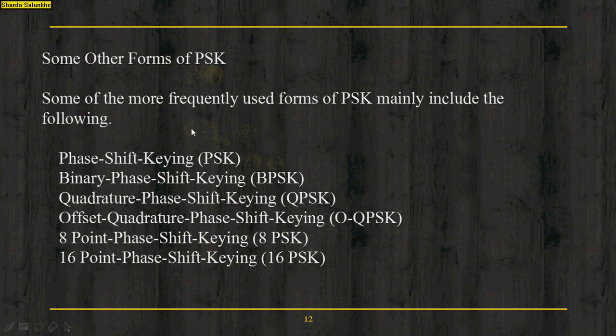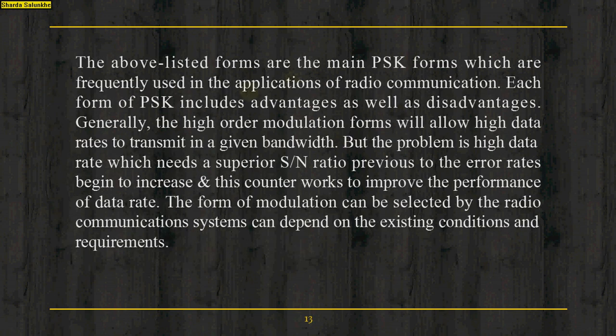Some other forms of PSK are binary phase shift keying, quadrature phase shift keying, offset quadrature phase shift keying, 8-point phase shift keying, and 16-point phase shift keying. All these are different forms of the PSK, and as per the requirement of the application or output stage, the PSK can be preferred. The above listed forms are the main PSK forms which are frequently used in the applications of radio communication.